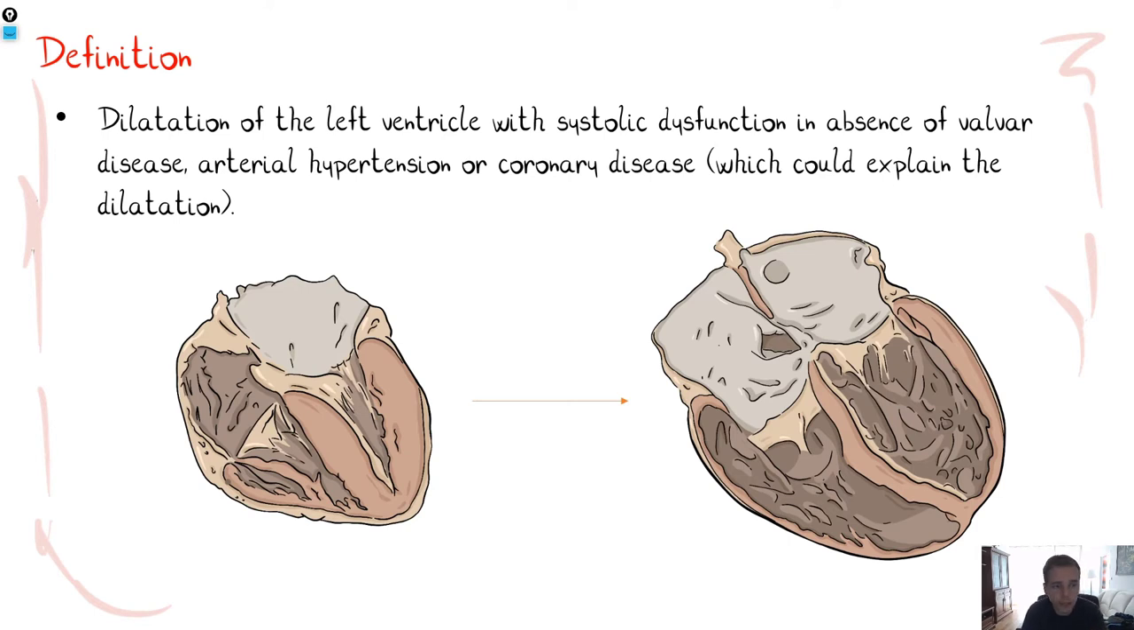The definition of dilated cardiomyopathy, at least our definition, is a dilatation of the left ventricle with systolic dysfunction in absence of valvular disease, arterial hypertension, or coronary disease, which could explain the dilatation. So it's basically dilatation of the heart muscle, which cannot be explained by ischemic heart disease, hypertension, or some valvular disease.